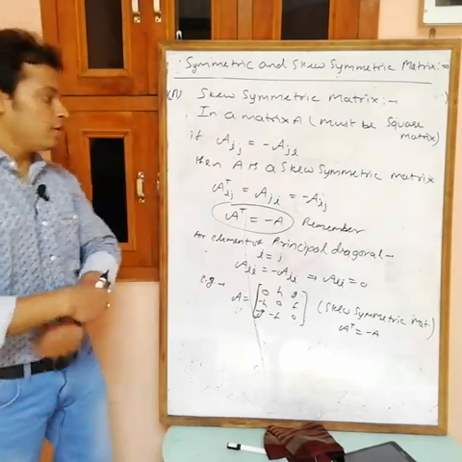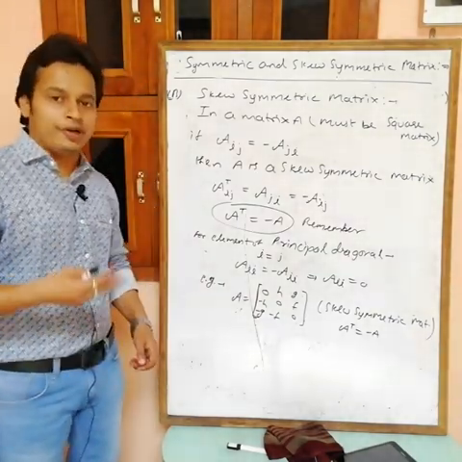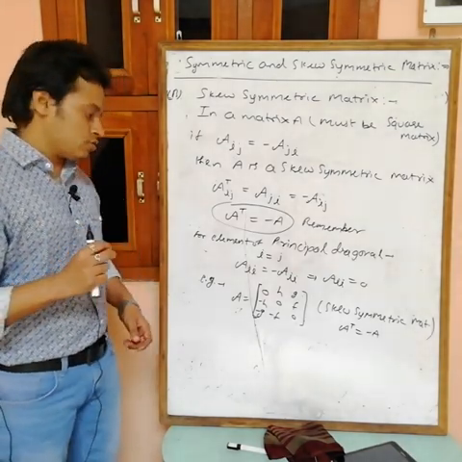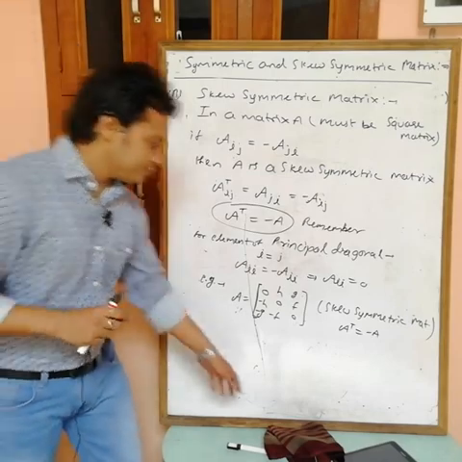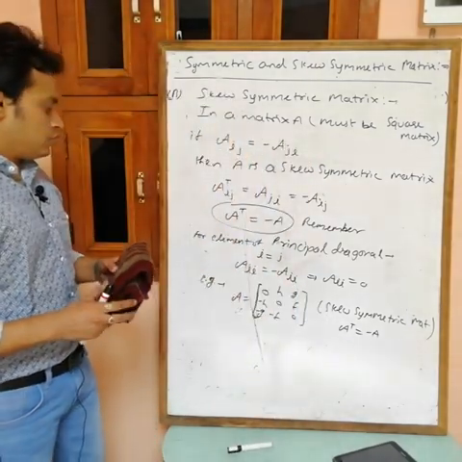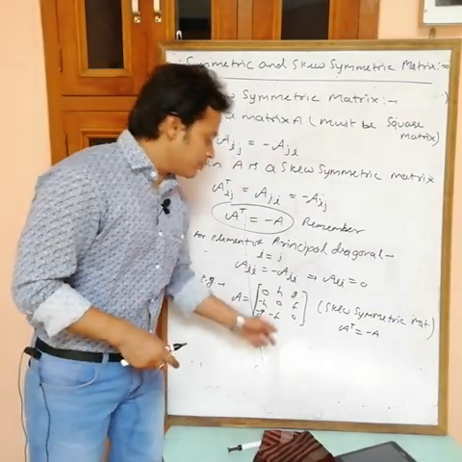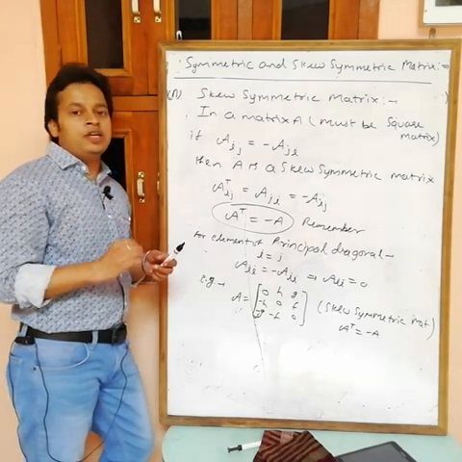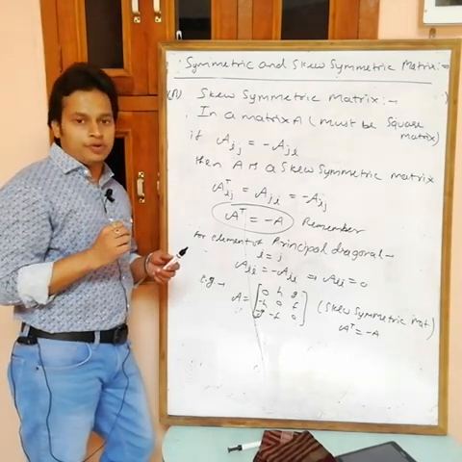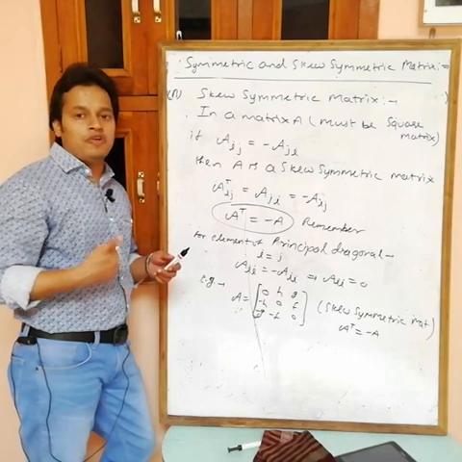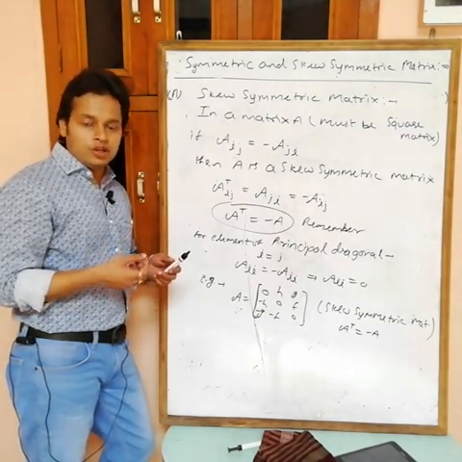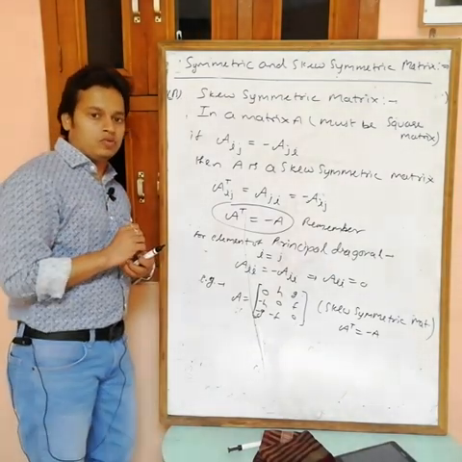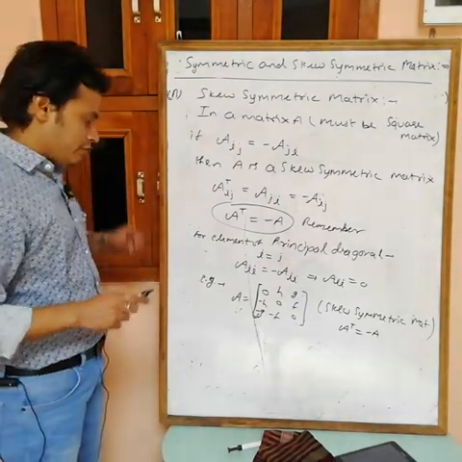Okay, now if A transpose is equal to A, then it is symmetric. If A transpose is equal to minus A, then it is skew symmetric. Okay, for a skew symmetric matrix, we also have one thing: if the order of the skew symmetric matrix is odd, it means like 3 by 3, 5 by 5, 7 by 7, then the value of the determinant is always equal to 0.